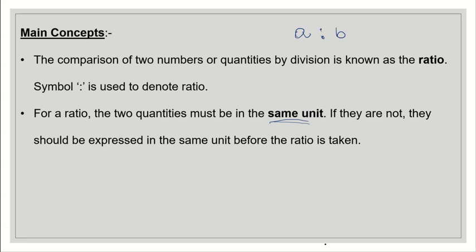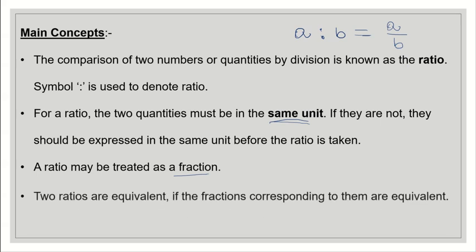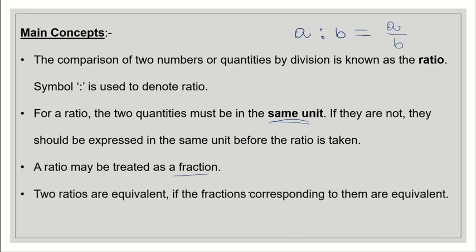Okay. Then another important point is a ratio may be treated as a fraction. Suppose I have got A is to B, it can be treated as the fraction A upon B. Another important point is two ratios are equivalent if the fractions corresponding to them are equivalent. If two fractions are equivalent, then we can say that those fractions converted into the form of ratio will be equivalent. So thus we get another important concept called proportion.